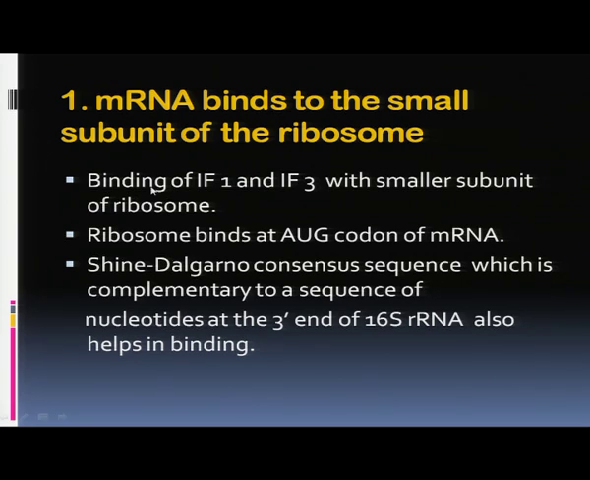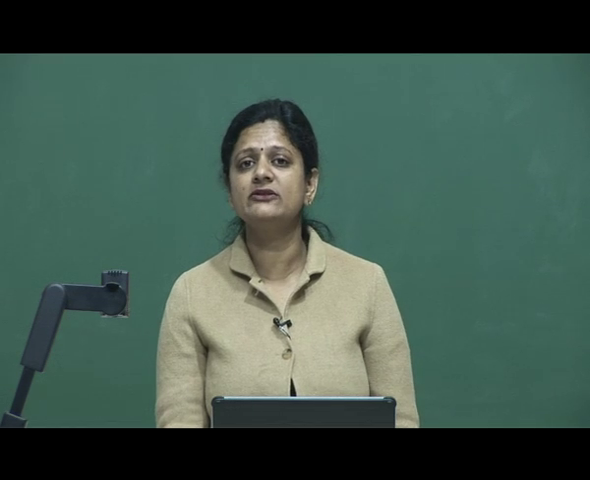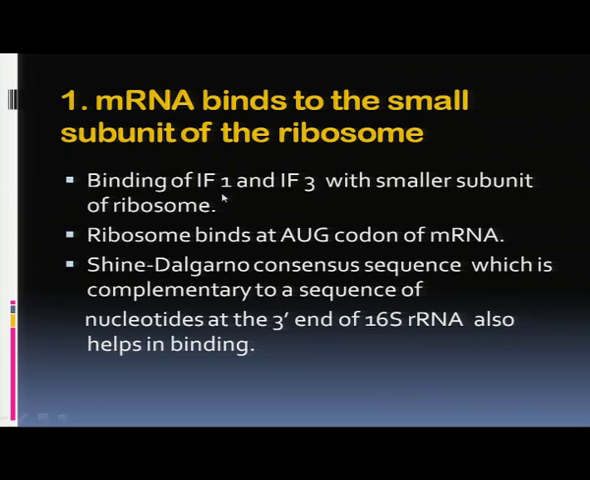Binding of messenger RNA to the small subunit of the ribosome involves different substages. The first one is the binding of IF1 and IF3 with the smaller subunit of the ribosome. That means, as we talked about, there are 3 initiation factors. Out of these 3, only 2, that is IF1 and IF3, will bind with the smaller subunit of the ribosome. After the binding of IF1 and IF3 with the smaller subunit, the ribosome binds at the AUG codon. AUG codon is the initiating codon, which initiates the protein synthesis of messenger RNA.